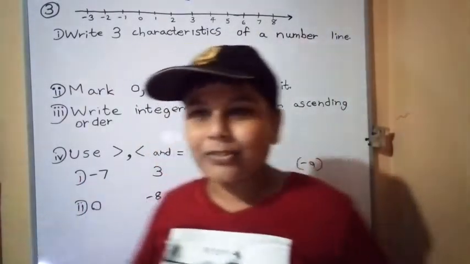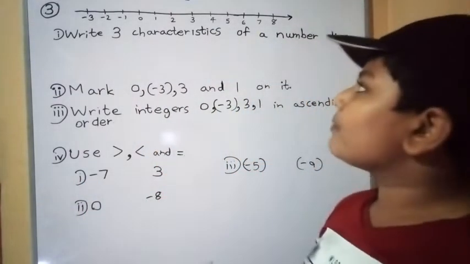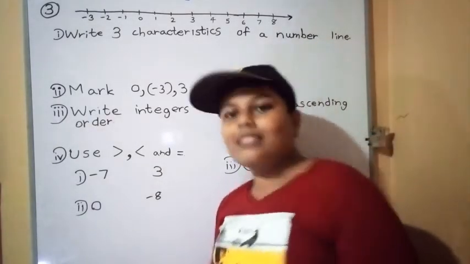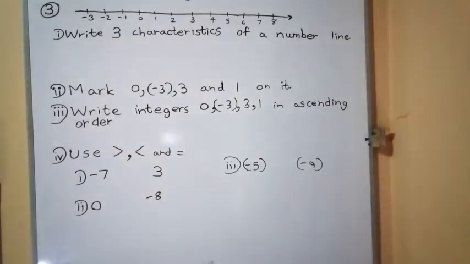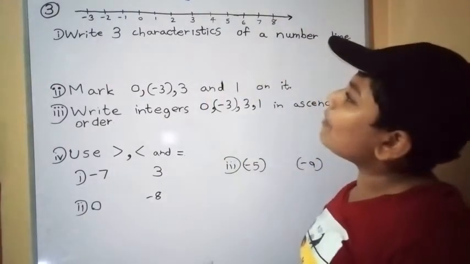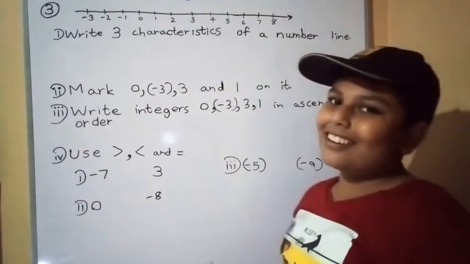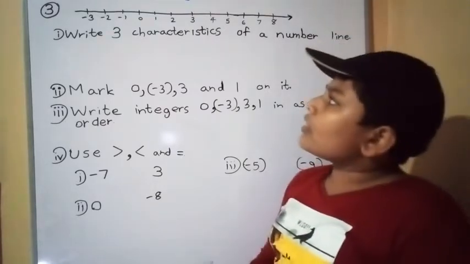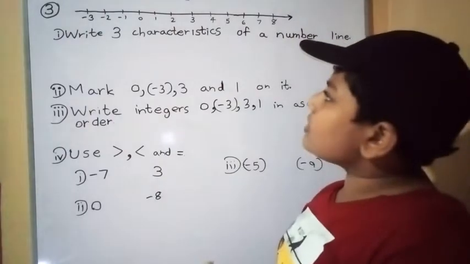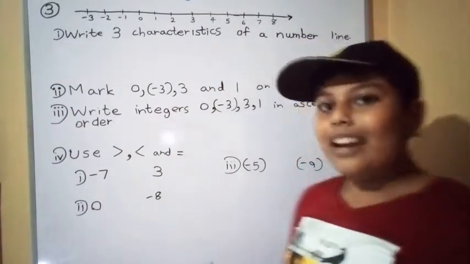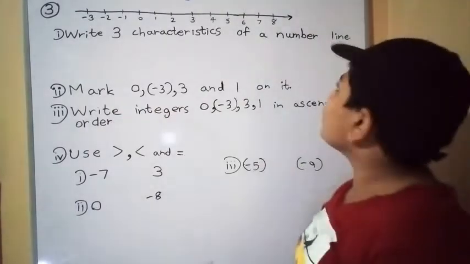Alright, this is your third question in this paper. Now you have the 4 questions that we discuss from the third question. Now you look, they have a number line, right? The first question: write 3 characteristics of a number line.